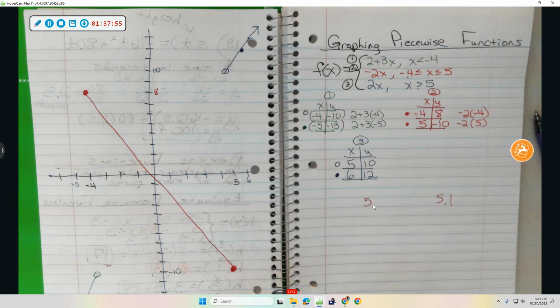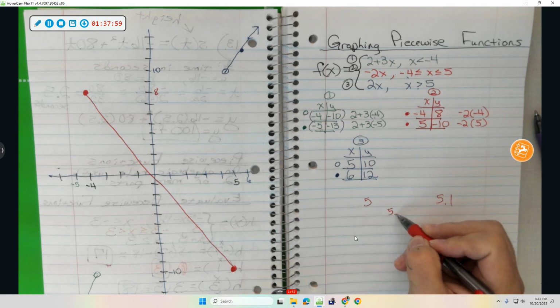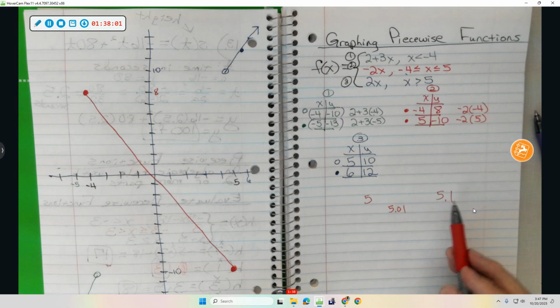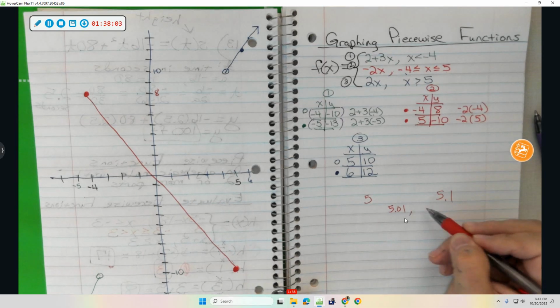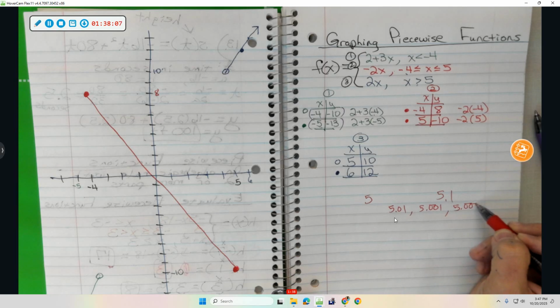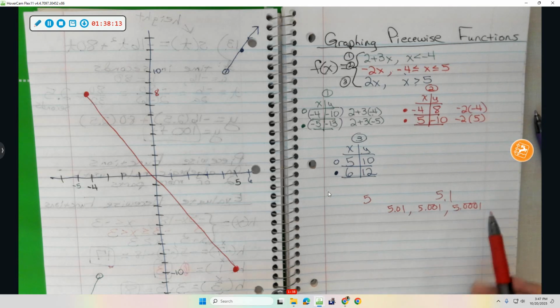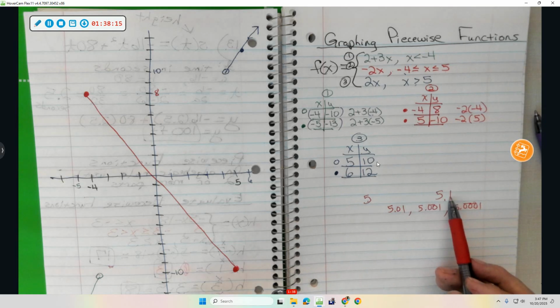For example, I claim that there are infinitely many real numbers between 5 and 5.1. You say, well, how are there infinitely many numbers? Well, is 5.01 between those two? What about 5.001 or 5.0001? It's getting closer and closer to 5, but you could keep doing this forever. There are infinitely many real numbers between any two given numbers.